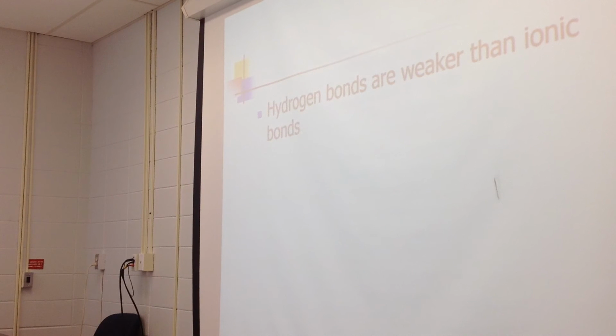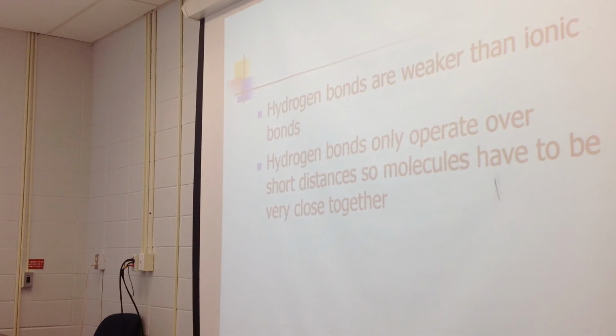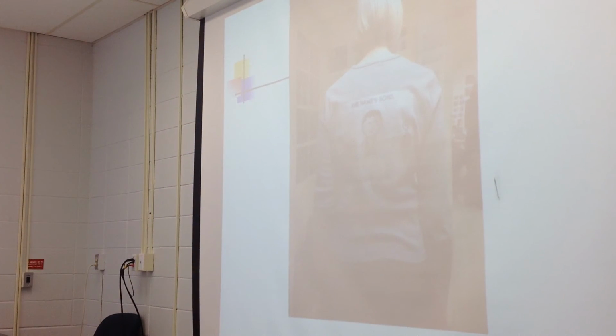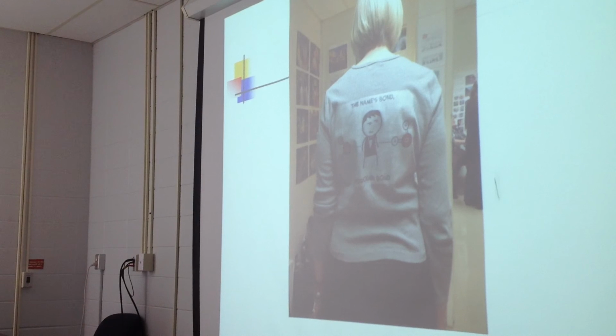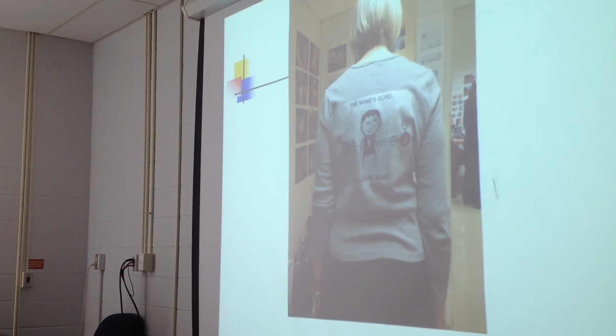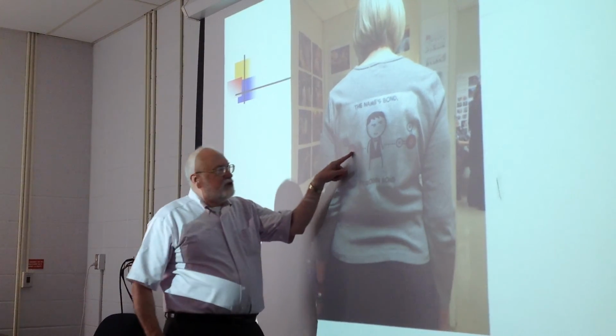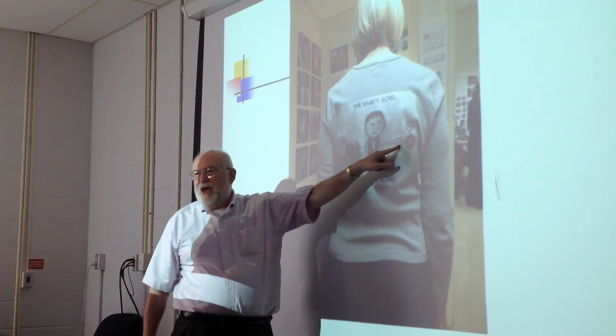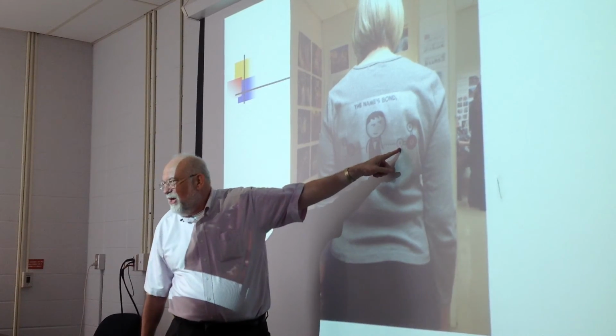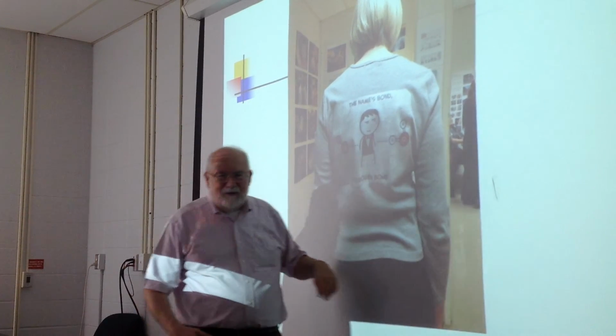All right. As we've already said, hydrogen bonds are weaker than ionic bonds. And we already said that. Oh yes, this was cute, so I put it in. Dr. Cordner, when she was talking about hydrogen bonds in her class, had a sweatshirt made, and here it is. It says the name is Bond, hydrogen bond. And what do we have here? There's an oxygen with an unshared pair of electrons, and what's right there? A hydrogen. All right, so there we go.